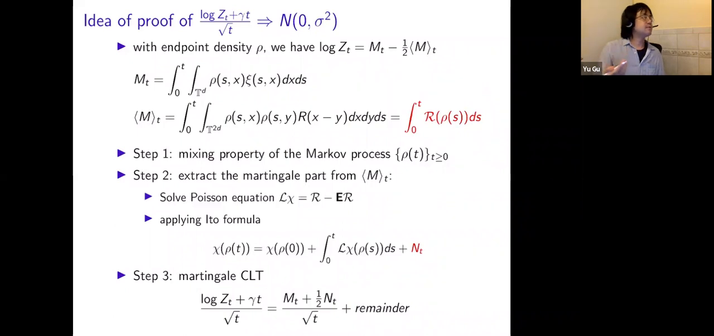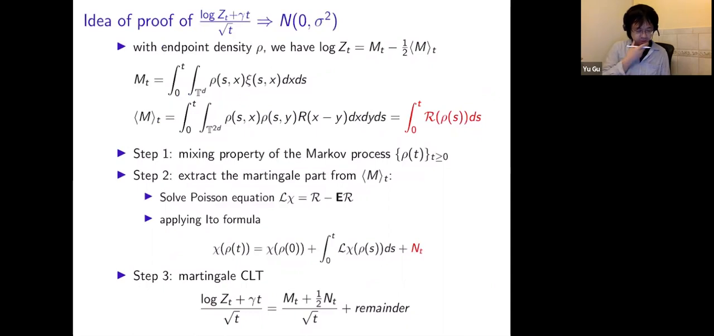This is very similar to what you do in homogenization when you want to show that some reversible diffusion converges to a Brownian motion. You decompose your diffusion into a martingale and a drift. For the drift, you construct a corrector to extract the martingale part from the drift. Then you combine that martingale with your original martingale. You apply the martingale CLT to your total martingale. Then you show that the remainder goes to zero. So it's almost exactly the same idea here.